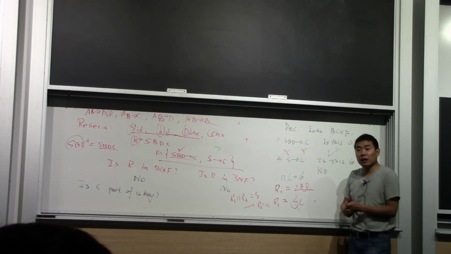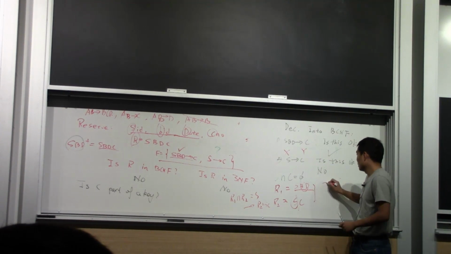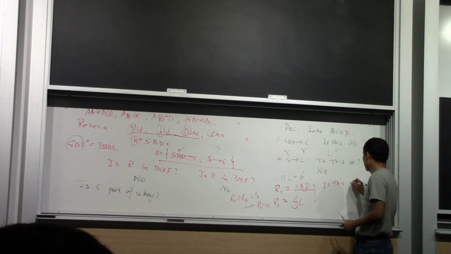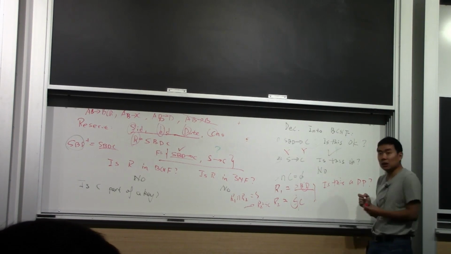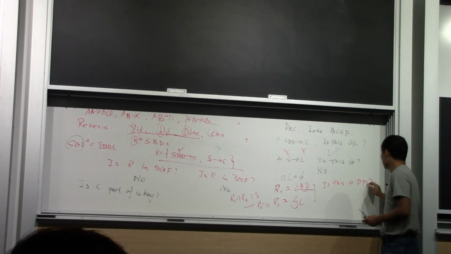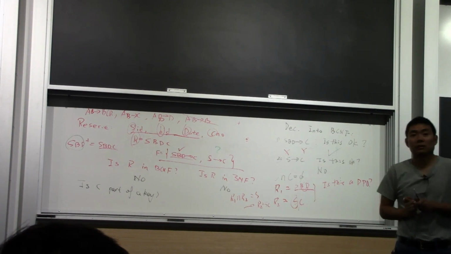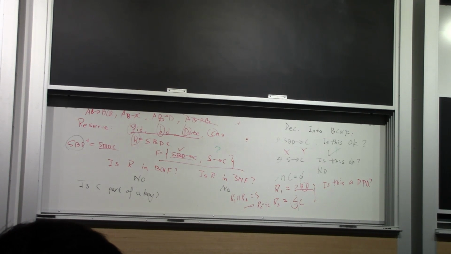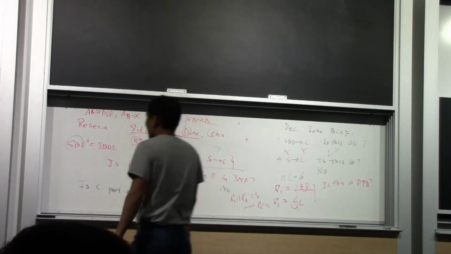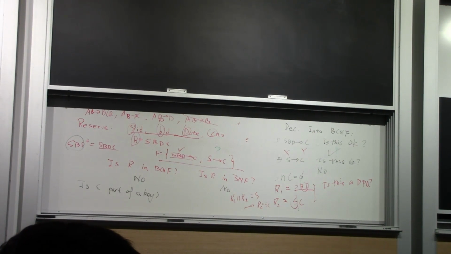Now my next question is, is this a dependency preserving decomposition? Brandon: So you have to check whether the functional dependencies of R1 and R2, the union of them, is equal to the closure of F. Okay, how do you check it? So let's try it out.